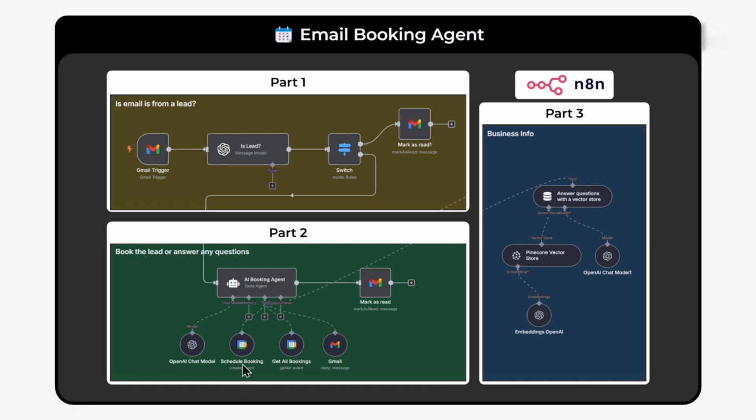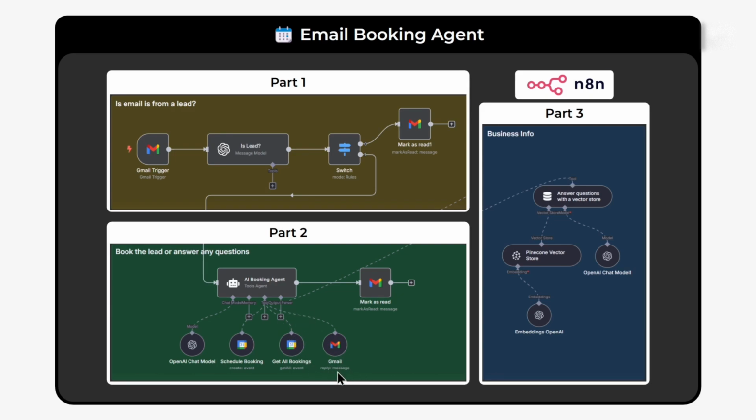The first tool is going to be the Google Calendar Create an Event tool. This is just going to allow the agent to schedule bookings for us. And the second tool is going to be using Google Calendar also to get all the bookings in our calendar. This is going to allow the agent to check our availability to make sure we don't run into any issues like two bookings being scheduled on top of each other.